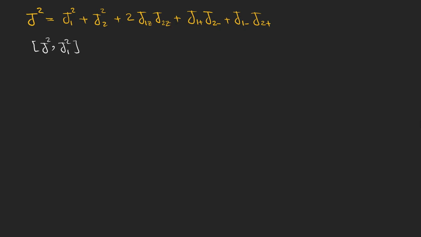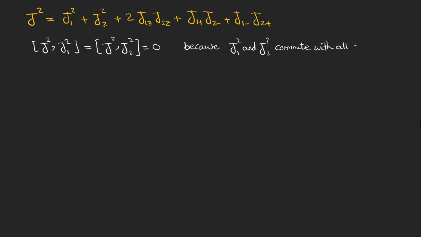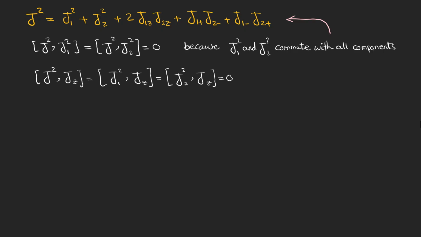The first thing you can immediately notice is that these two commutation relations are zero because J1 squared and J2 squared commute with all the components of the two vectors and also obviously with themselves. The z component of the total angular momentum also commutes with these three operators. But pay attention that J squared doesn't separately commute with the z components of the individual operators J1 and J2.